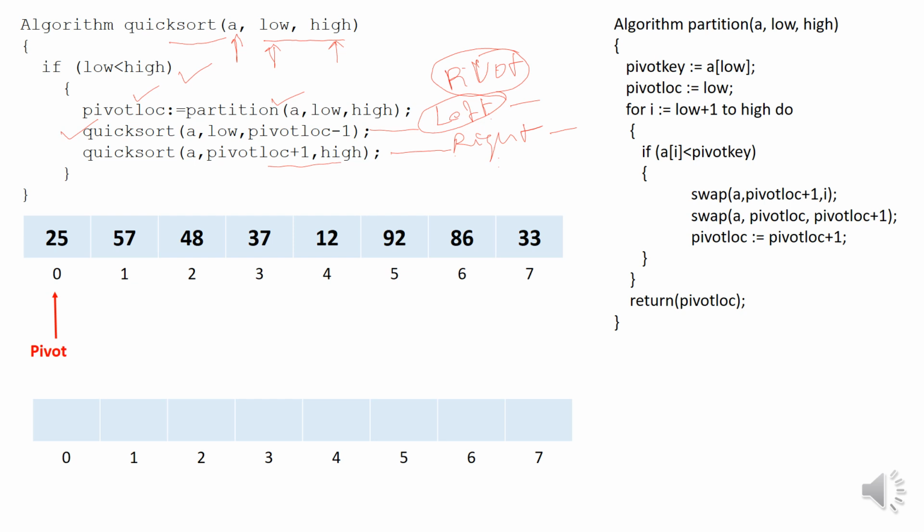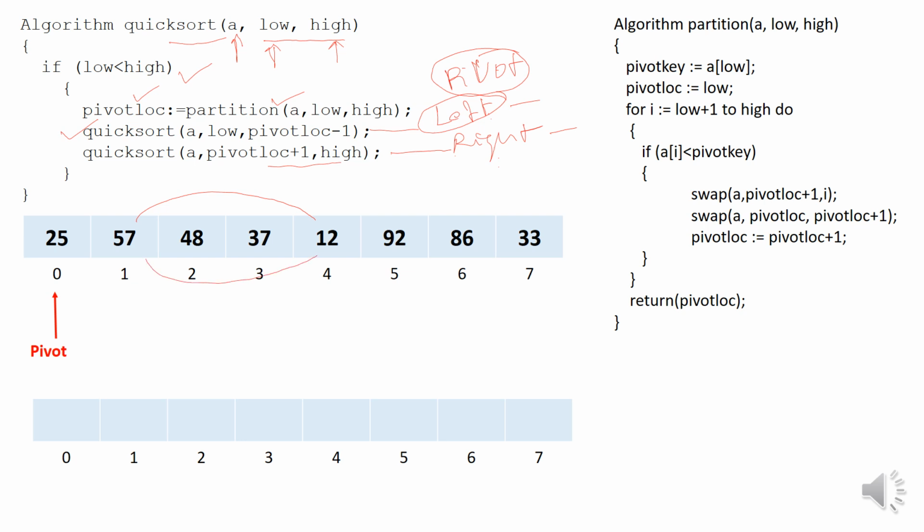Is 57 less than 25? No. Is 48 less than 25? No. Is 37 less than 25? No. Is 12 less than 25? Yes. So interchange next element of pivot with small element.